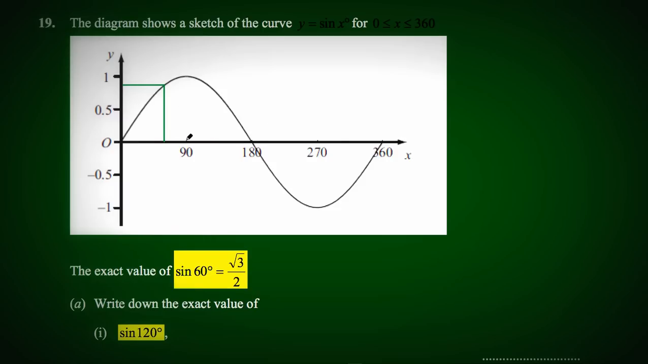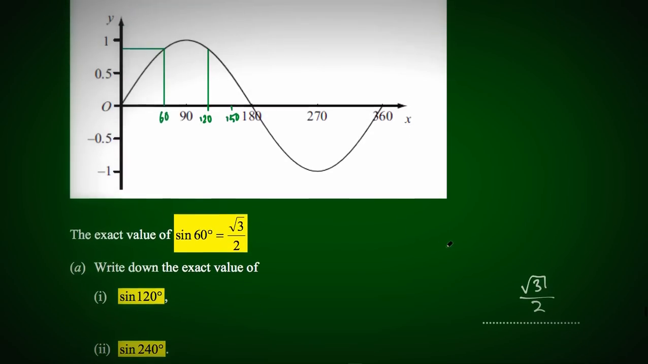Well, sine 120 is 30 degrees on from 90. So if I think about this, dividing this into thirds, that's 120, that's 150. And this is at 60, which is 30 degrees less than 90. And this graph is symmetrical. So by the time I get to 120, I'm going to get exactly the same reading across there as I did when I did sine of 60. So in fact, it's exactly the same thing. Root 3 over 2.